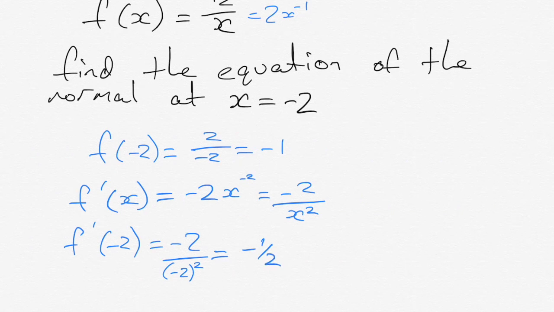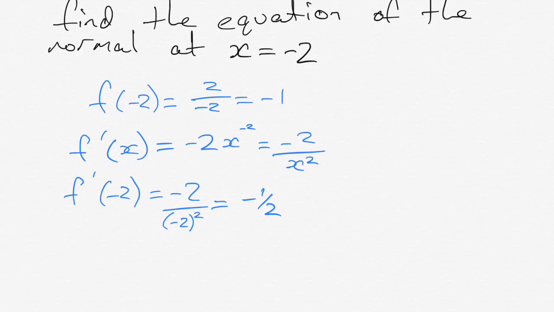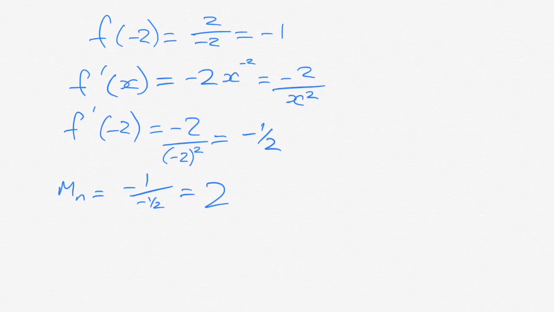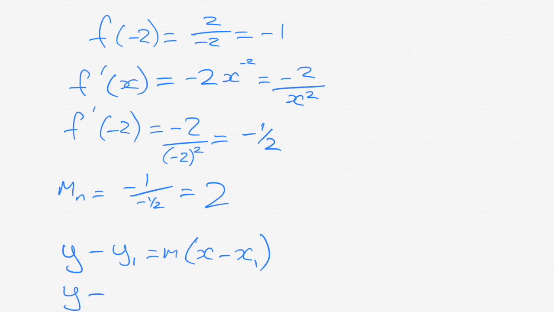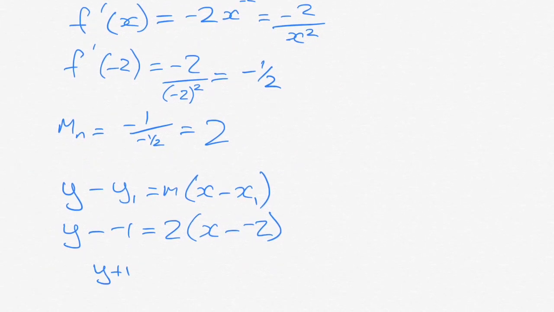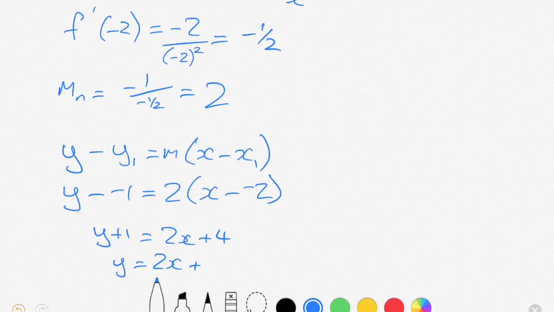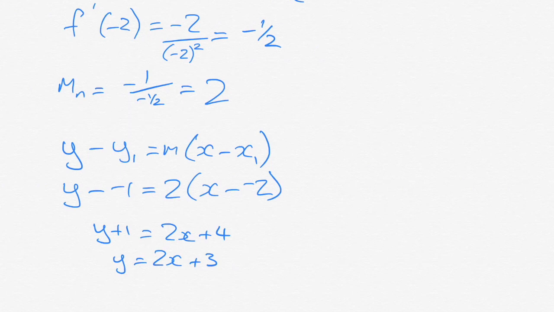So that's the gradient of my tangent. However, we can also remember that the gradient of the normal is equal to negative 1 over negative 1/2, which gives me an answer of 2. So now I need to plug the x value, the y value, and the gradient value into y minus y1 equals m lots of x minus x1. And that gives me y minus negative 1 is equal to 2 lots of x minus negative 2. Thus, y plus 1 is equal to 2x plus 4. y is equal to 2x plus 3. And that's the equation of my normal. So that's the final answer, and I can finish there.